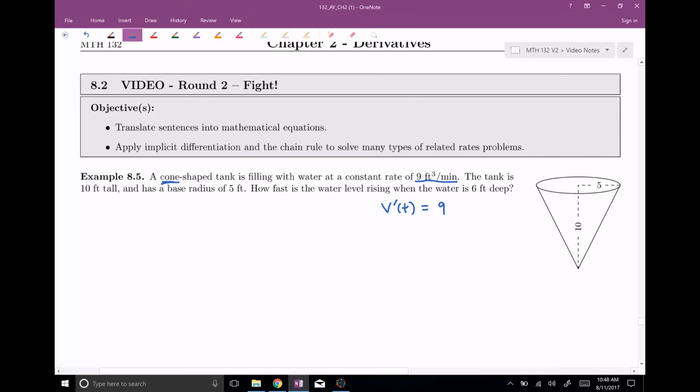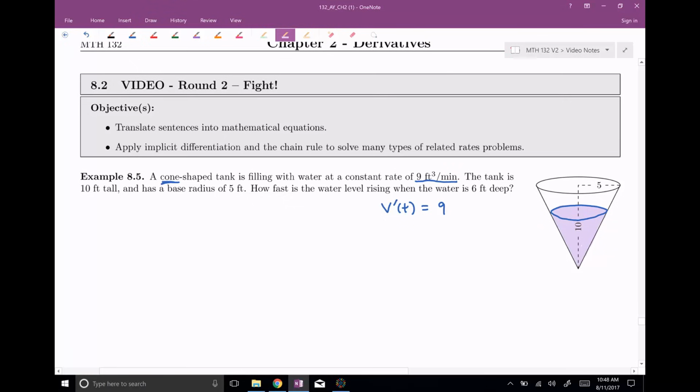We have the tank is 10 feet tall, and the base radius is 5 feet. So this is the actual structure of the tank. Remember that we are interested in how the water level is changing. So if I imagine inside of here, we have the water, maybe I'll use purple, kind of nasty water maybe. So that 10 and that 5 is talking about the actual structure of the tank, but I'm really interested in things about this water cone.